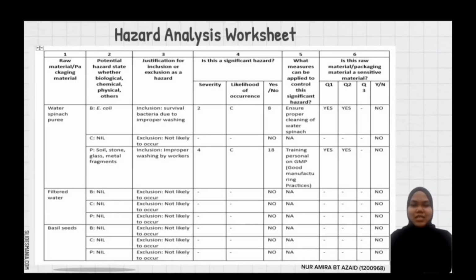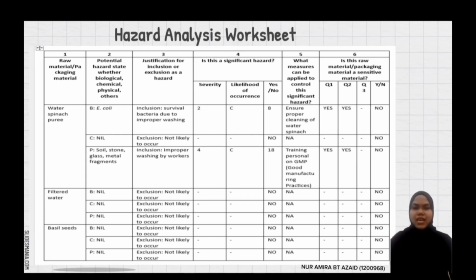Next, we look at the water spinach puree. The potential hazards for water spinach puree come from biological and physical hazards. For the biological potential hazard, there is a probability that E. coli is present in the raw material. It is because of surviving bacteria from the improper washing process. The severity for E. coli is 2, which can cause serious illness to consumers, and the likelihood of occurrence is C, which means the hazard could occur.